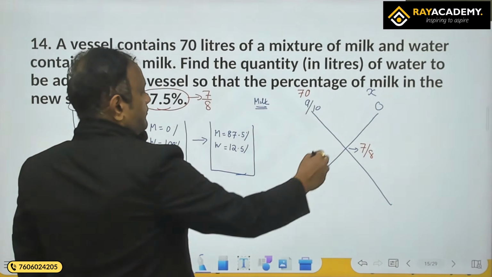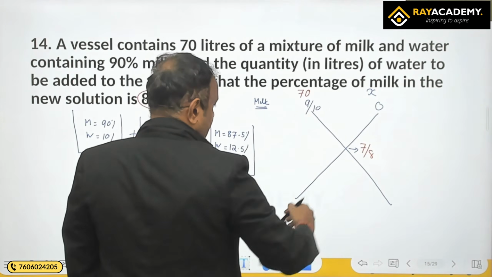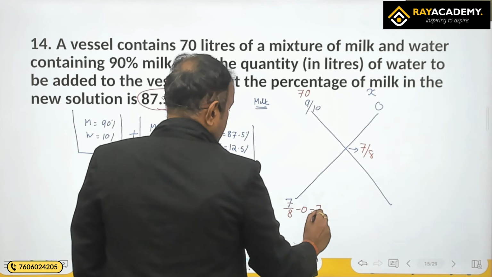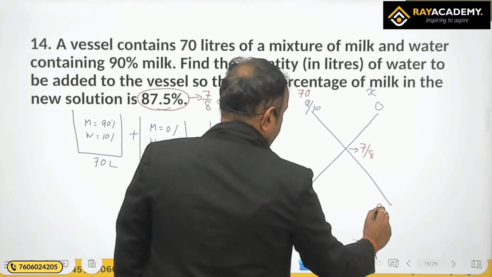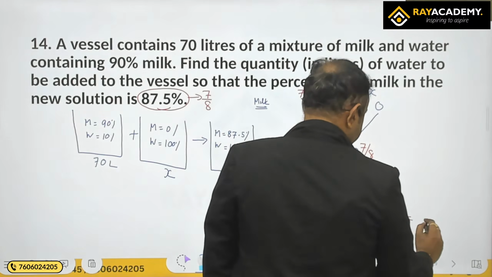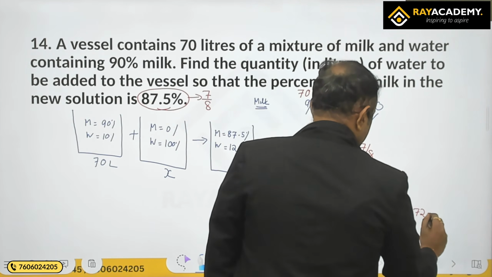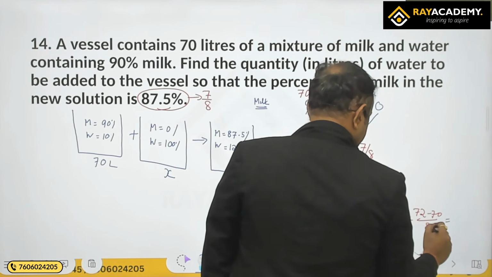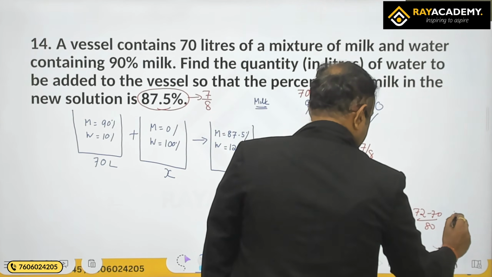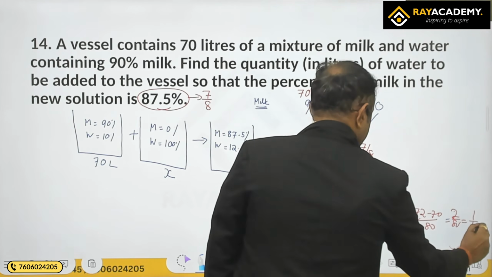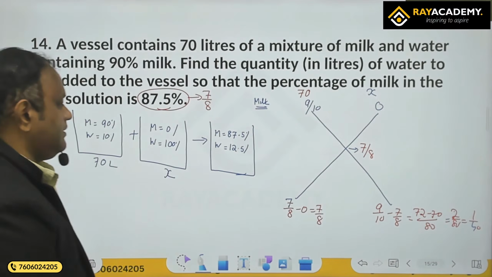Now we will find the difference along the arrow lines. This will be 7/8 minus 0, that is 7/8. The other difference is 9/10 minus 7/8, which is 72 minus 70 by 80. 72 minus 70, yes, 2/80, or it is 1/40.